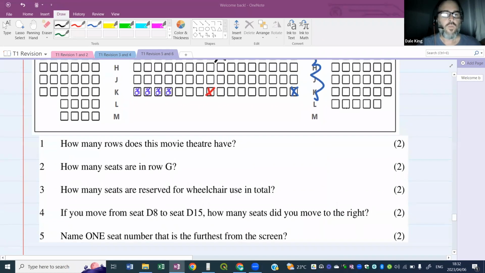Question 4: if you move from seat D8 to seat D15, how many seats did you move to the right? From D8 to D15, how many seats did you move to the right? I'm not showing you the seats. You can work it out from the question.